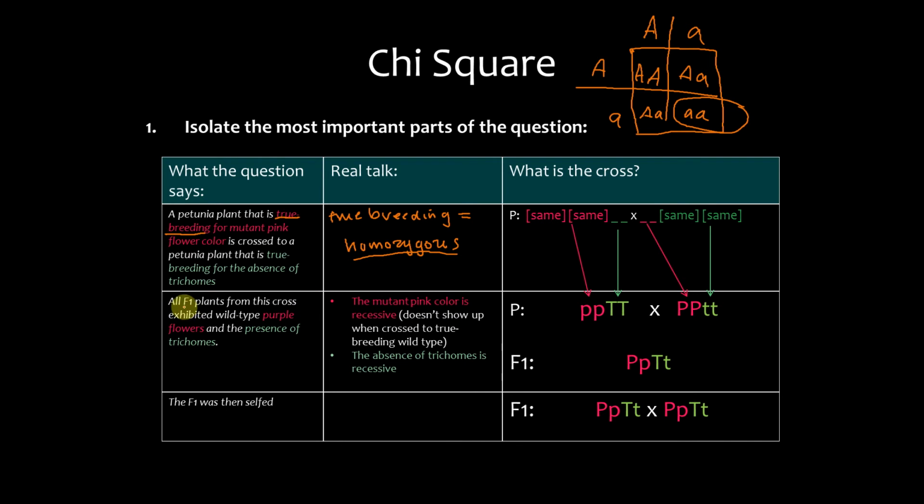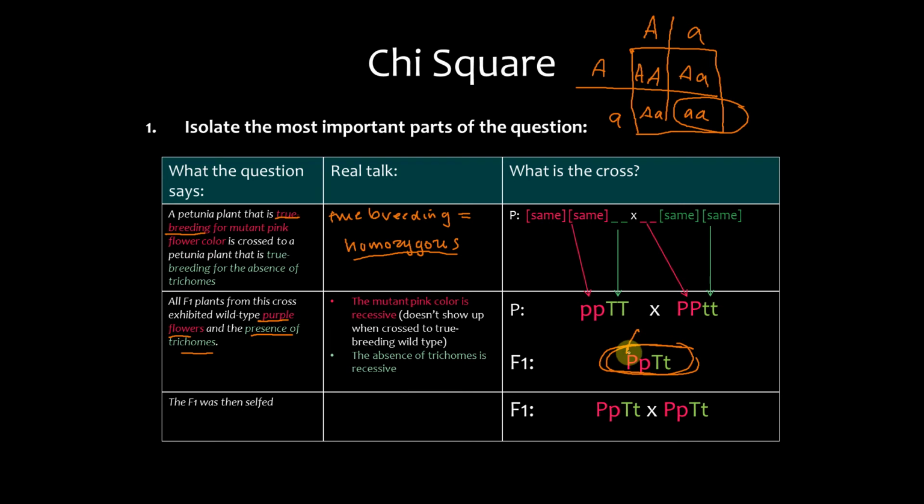Okay, the next part of the question says all F1 plants from this cross exhibit wild-type purple flowers in the presence of trichomes, which means this, right? So the mutant pink color is recessive because it doesn't show up when crossed to a true breeding wild type, and the absence of trichomes is also recessive because when you cross these two, you get a different phenotype, okay? So we know that this has to be the result. Because this gives us information that pink is recessive and that trichomes is recessive, when we started out reading the question, all we knew is this. Now, because of this information, we can fill it in here.